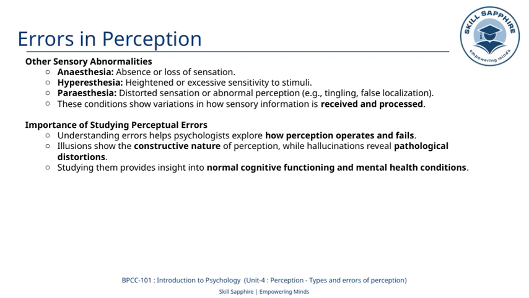Now, understanding these perceptual errors is really important for psychologists because it helps us explore how perception works and where it can go wrong. For example, illusions demonstrate the constructive nature of perception, how our brain actively interprets sensory information, while hallucinations reveal more pathological distortions, often seen in mental health conditions. Studying these errors gives us valuable insights into normal cognitive functioning, as well as the complexities of mental health. It's all about understanding the delicate balance in how we perceive reality.